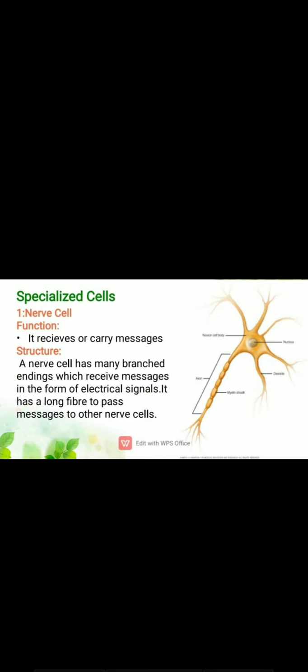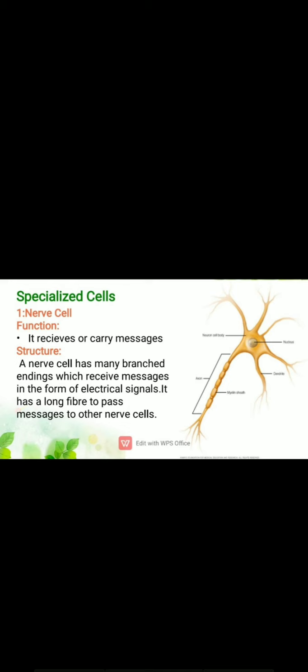In an animal there are different kinds of specialized cells to perform different functions, and the first category is the nerve cell. The function of a nerve cell is that it receives and carries messages. A nerve cell has many branched endings which receive messages in the form of electrical signals, and it has a long fiber to pass messages to other nerve cells.